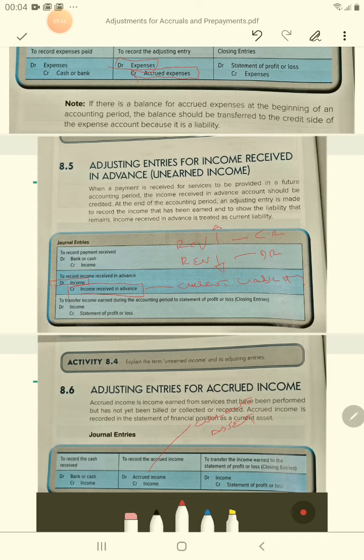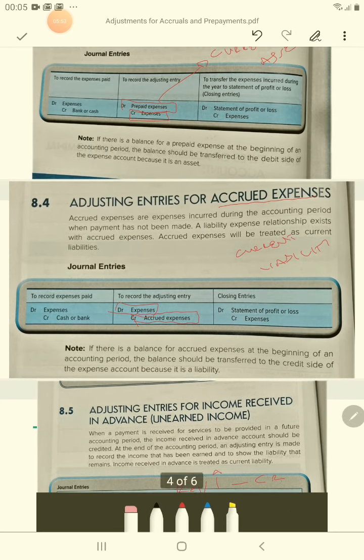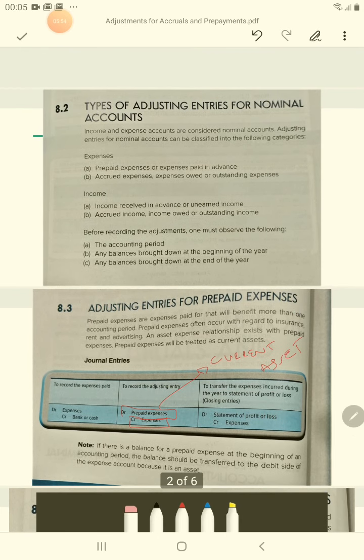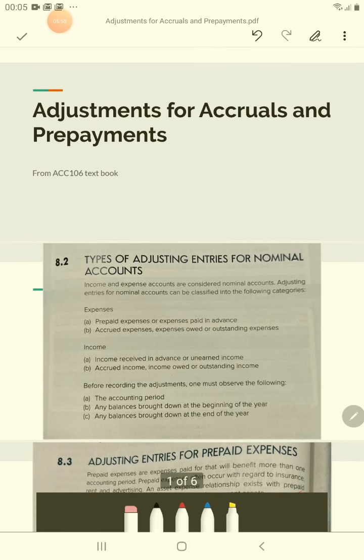Never mind, we will go through how to record this in the trial balance in the next session when we do the final exam question. For the next one, I will look at the example in the textbook on page 113. I will record it in another video session.